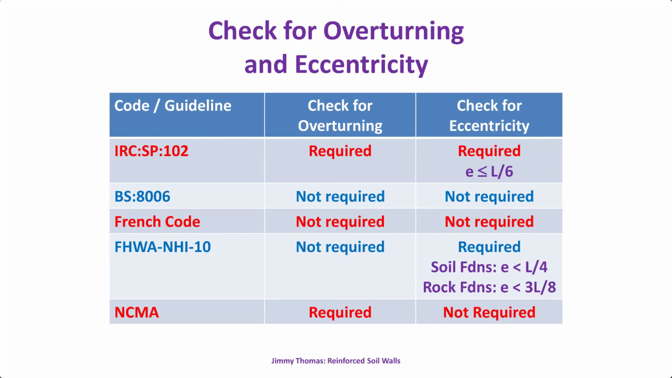Coming to the French code, same as BS. Then if you look at FHWA, an overturning check is not required, but it does put limits on eccentricity. It is L by 4 if the foundation is soil, but if it is a wall on rock, we can go up to 3L by 8. Similarly, NCMA requires overturning, but eccentricity is not required. So different codes have different specifications.